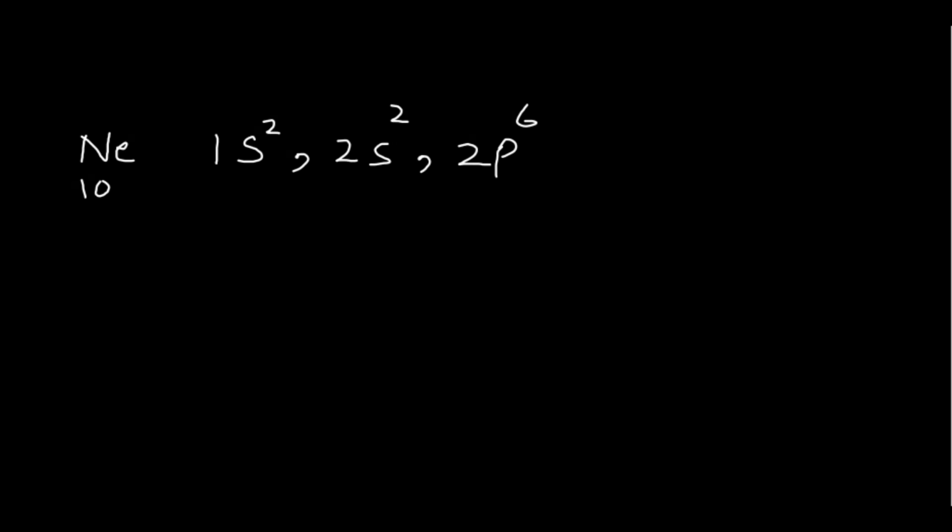This is the electronic configuration for neon. We will write the shells for neon. 1s belongs to K shell, 2s and 2p to L shell.